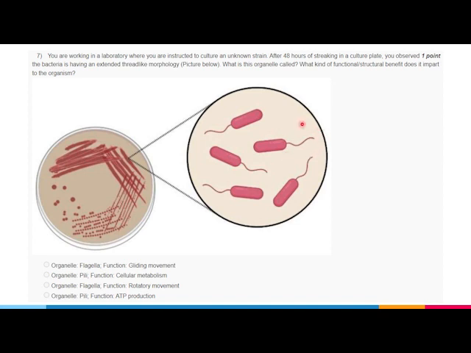The options are: one, it is an organelle known as flagella, whose function is to give gliding movement to the cell. Second option is the organelle is pili, and the function is cellular metabolism. Third option is organelle is flagella, function is rotatory movement, and the fourth option is pili, the function is ATP production. So this is again a one option type correct answer. Please go ahead and put the option in the chat box.